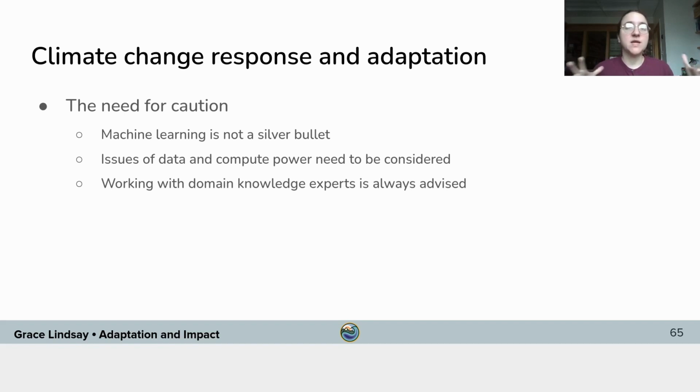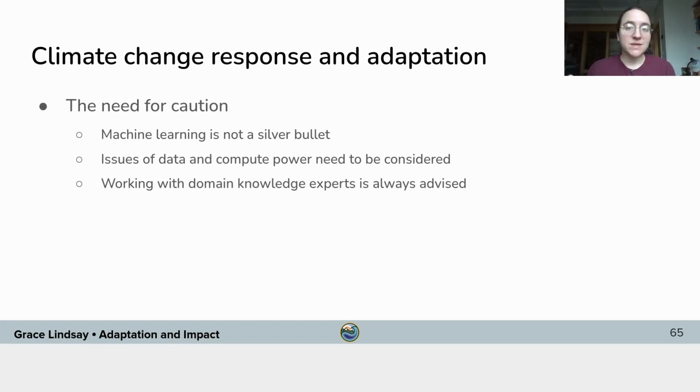Some of these models, as they get bigger and bigger, they need large computers and large data centers to be able to train and run these models, and not everyone has access to that, and so the solution won't be available to everyone. And when you're trying to apply machine learning to a new problem, you should always work with someone who has domain knowledge, who is an expert in that area.